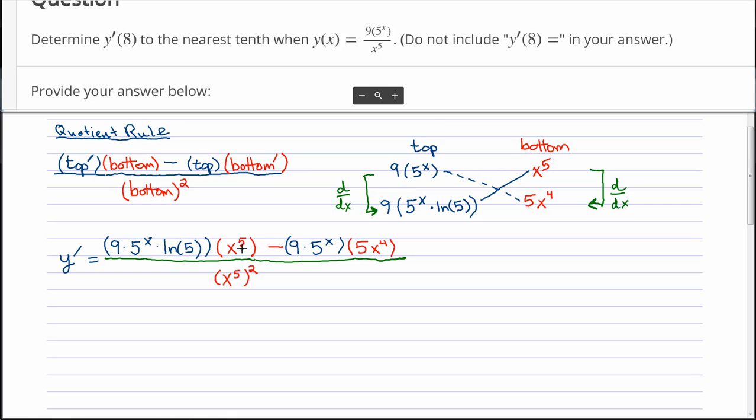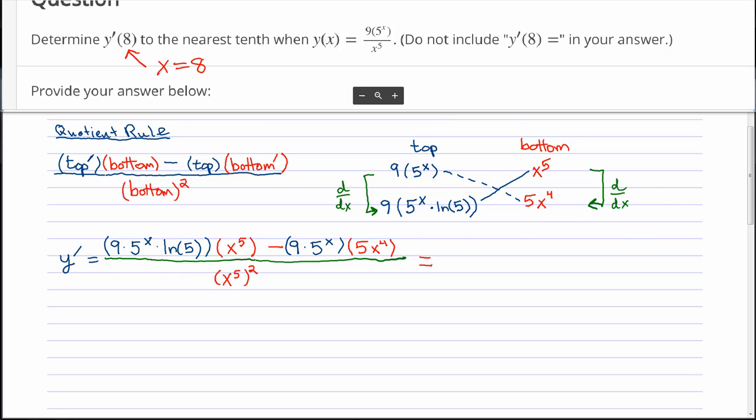All right, so that's the derivative. And now if we look at the problem, it says that we want to find the derivative when x is equal to 8. So basically, everywhere I see an x here, I can replace it by an 8. But actually, before I do that, I want to see if I can simplify this a little bit, because it's kind of messy.